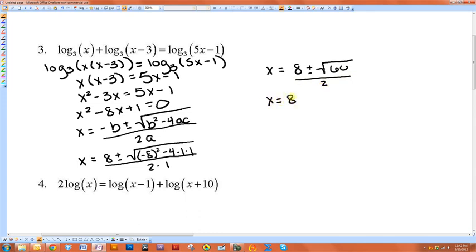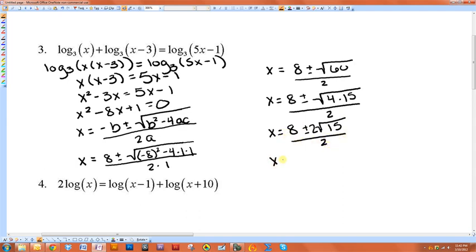X is equal to 8 plus or minus. Now I should try to simplify this square root. So that's the same thing as 4 times 15. The reason I did that is because I know what the square root of 4 is. It's just 2, so 8 plus or minus 2 times the square root of 15 over 2. And now I can divide each of these individual terms in the numerator by 2, so it's going to just be 4 plus or minus the square root of 15.